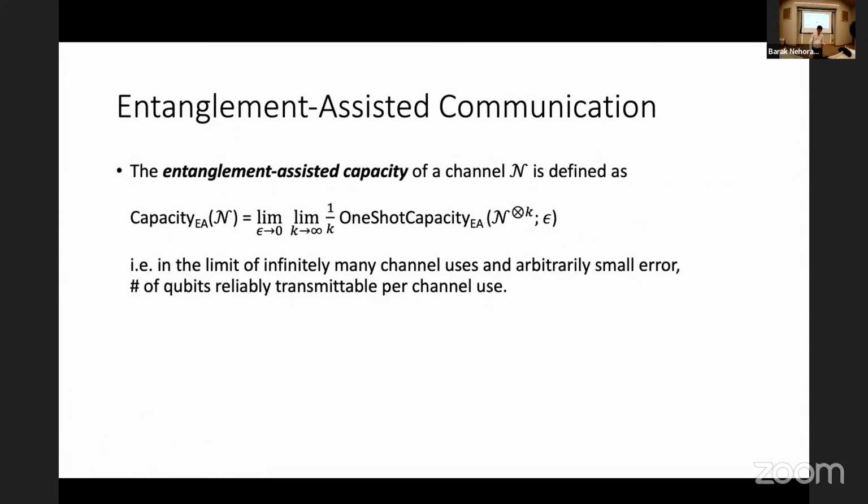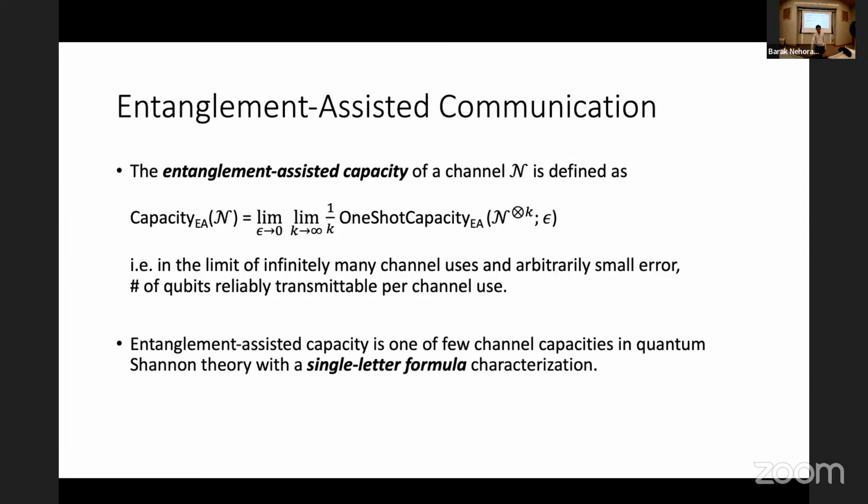Okay. So this is the model. I just talked about one-shot capacity, but then you might say, well, what if I have many uses of the channel? Maybe having many uses, I can asymptotically get some sort of rate. And so here we can also define the asymptotic entanglement-assisted capacity of the channel. And like I said, it's one of the few channel capacities in quantum Shannon theory with what's called a single letter formula characterization.